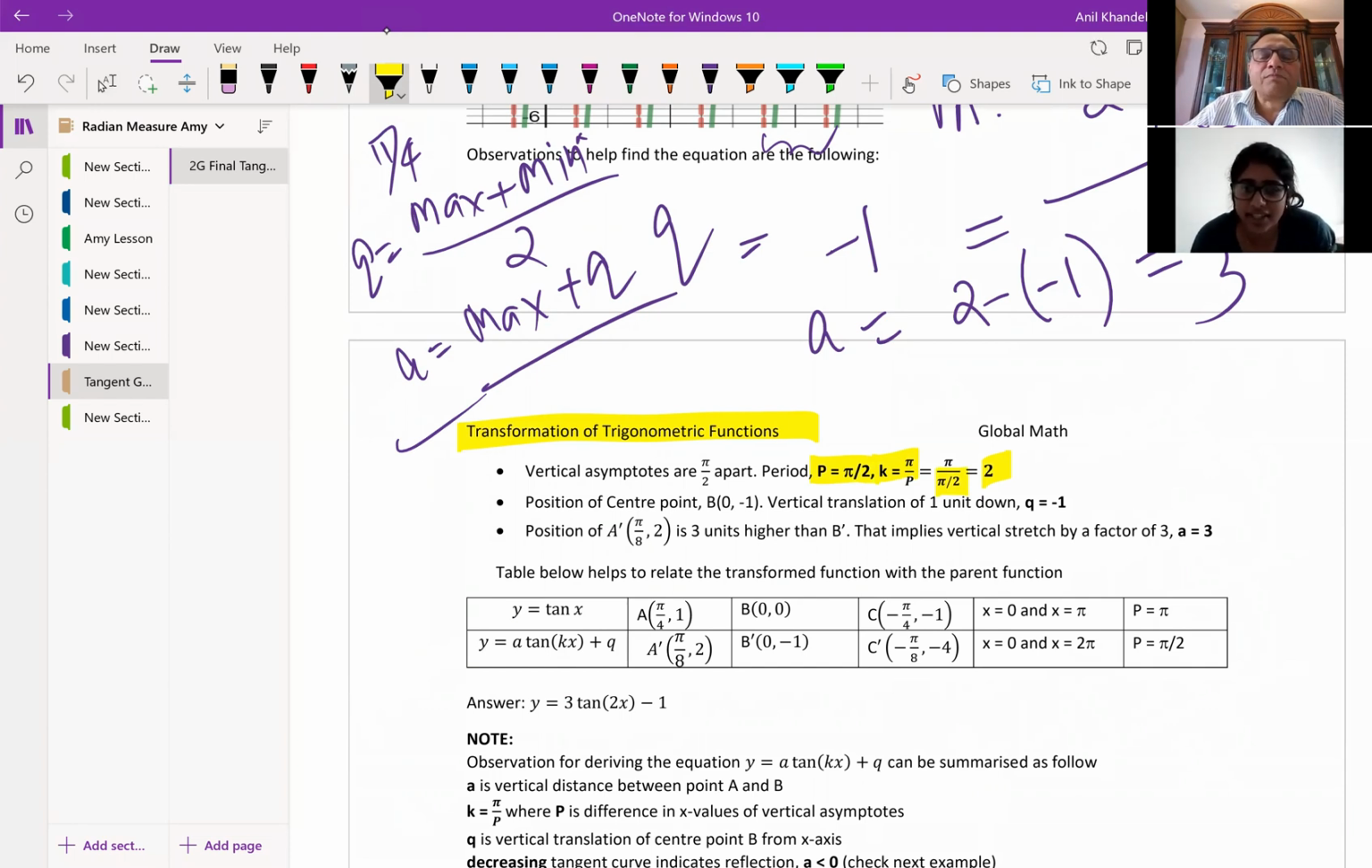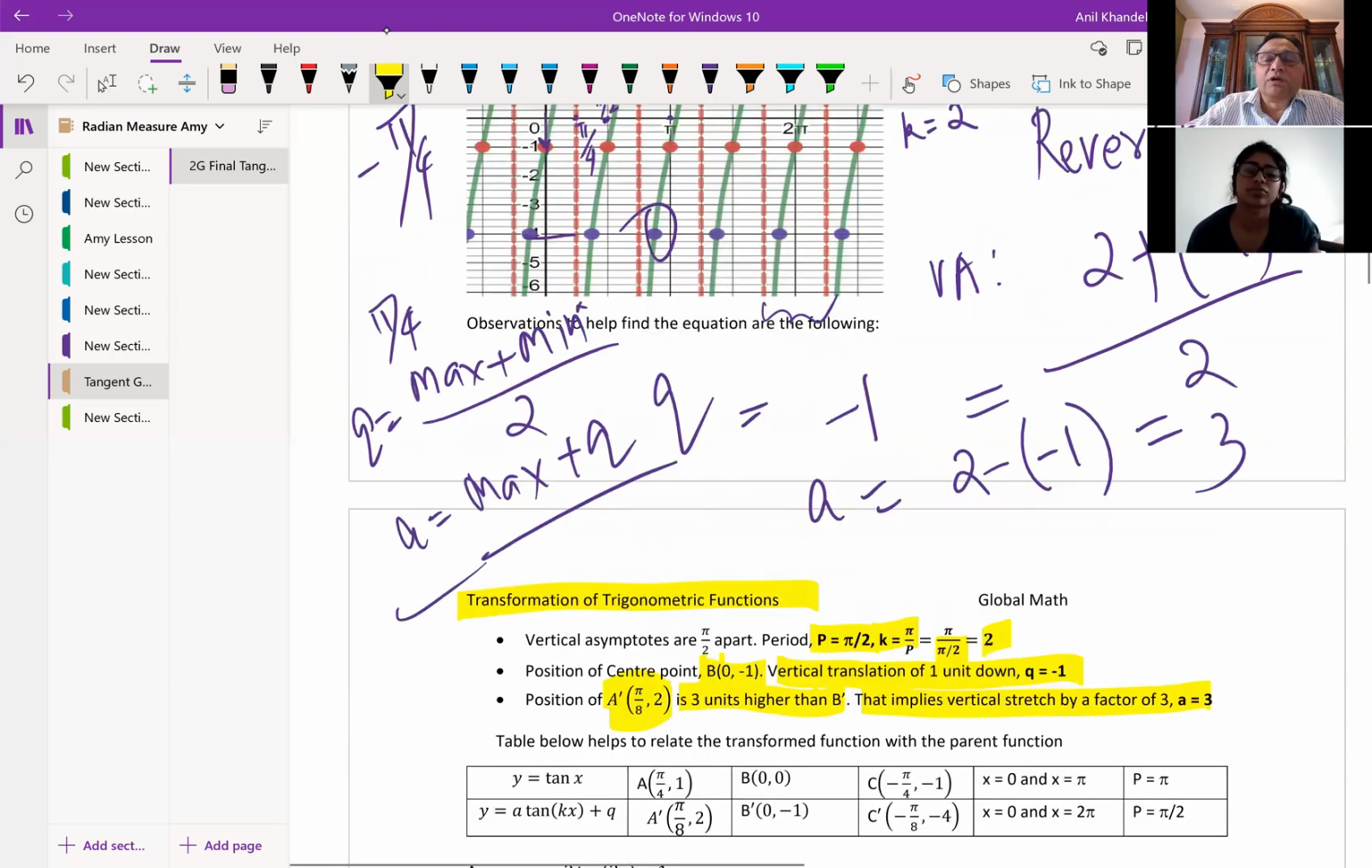The position of center point B is (0, -1), and then there's a vertical translation of 1 unit down, so Q equals -1. And then you've got the position of A, which is (pi over 8, 2), and it's 3 units higher than B. So that implies a vertical stretch by a factor of 3. So A is 3. Correct?